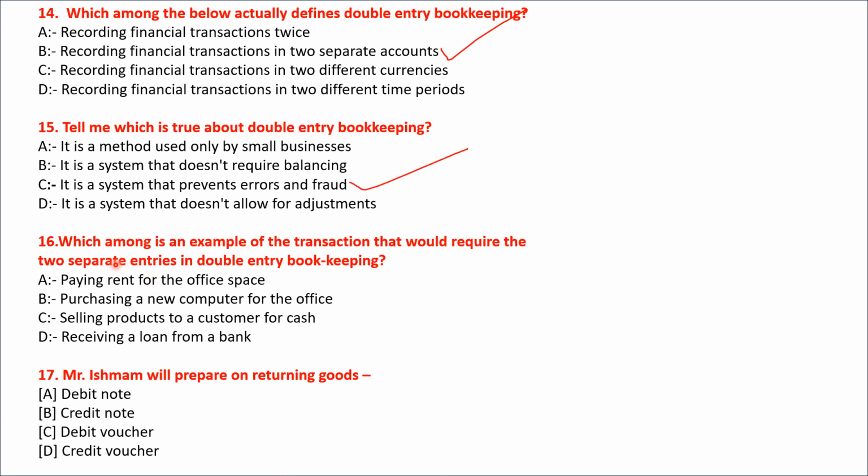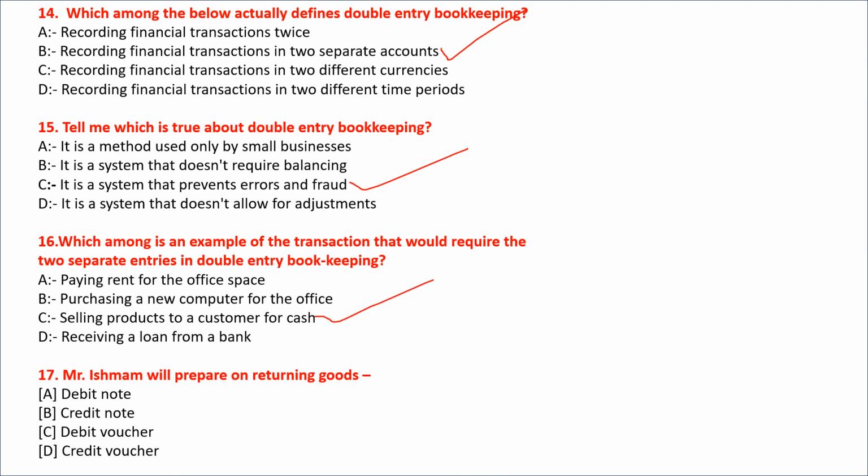Next question is, which among is an example of transaction that would require the two separate entries in double entry bookkeeping? Let's see the options: paying rent for the office space, purchasing a new computer for the office, selling products to a customer for cash, and receiving a loan from a bank. Okay, so here the right answer will be option C, selling products to a customer for cash.